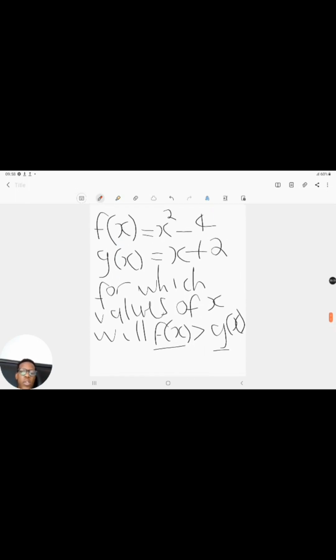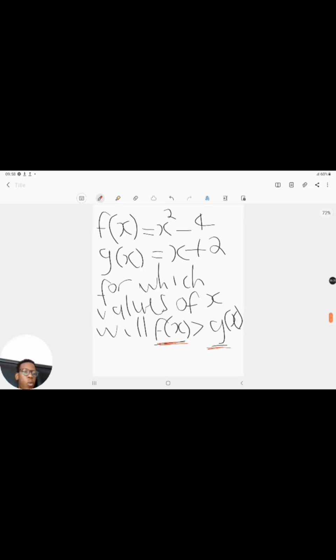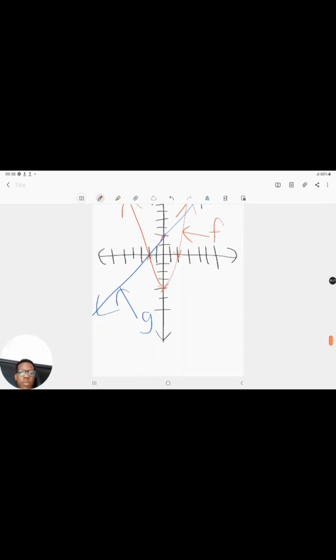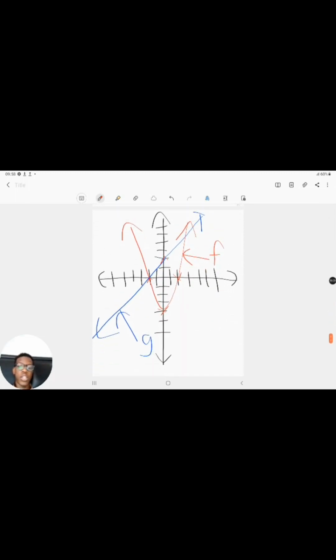Now, they're asking me for which values of x will f of x be greater than g of x. Where's f and where's g? Here's my f, I've labeled my f. My f is in red. My g is in blue. Now, for which values of x will f of x be greater than g of x? Where on this graph is my f above my g? Once you can locate that point, then you can find the corresponding x values that they're asking you to find.